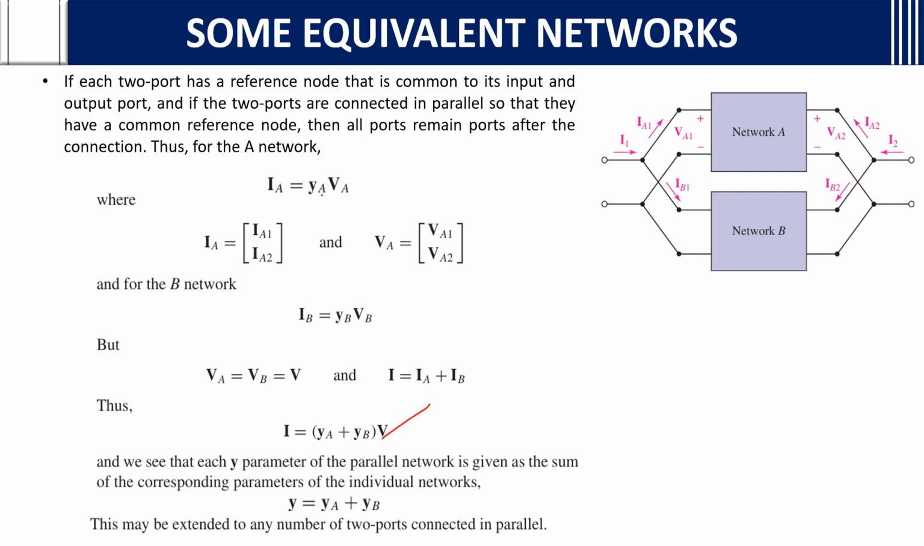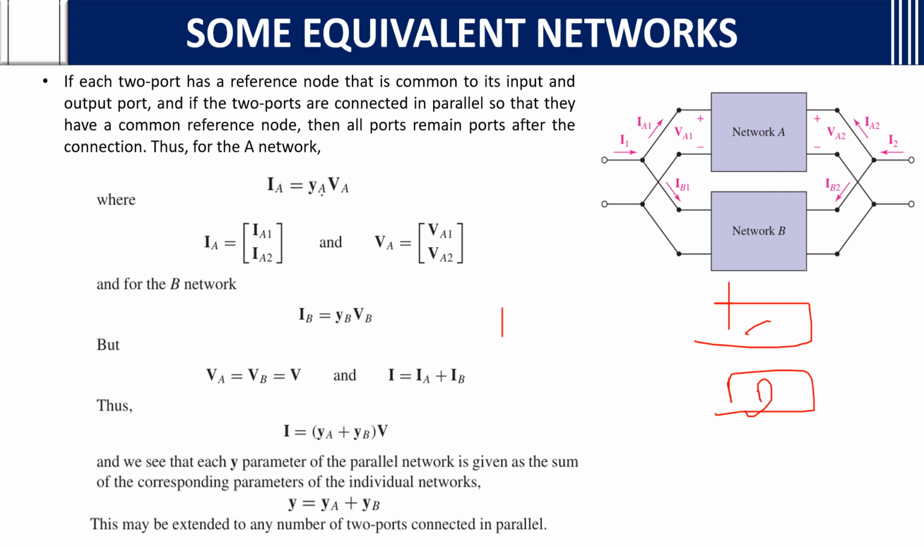We see that each Y parameter of the network is given as the sum of the corresponding parameters of the individual networks. That is, the total Y parameters are obtained by adding the admittance parameters of network A and network B. This is one of the equivalent networks mentioned in the textbook. This may be extended to any number of two ports connected in parallel, like network C, network D, and so on.